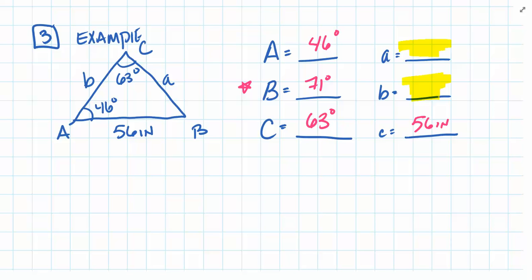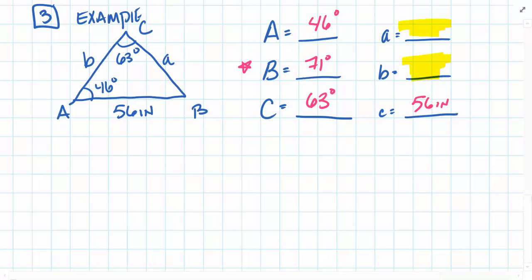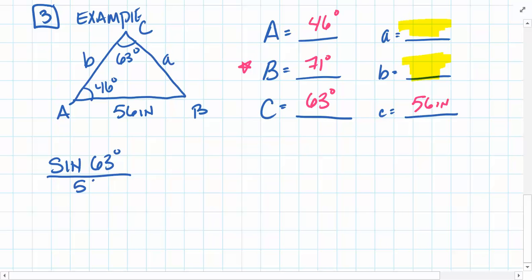The only actual proportion that I know, right, or actually the ratio that I know is something with C, right, side C and angle C. So I'm going to start with that one. So I'm going to say what I know. I know that the sine of 63 degrees divided by the opposite side, which is 56 inches, has to be, now I have to find A or B. It doesn't matter which one I pick. I'm just going to go with A for now, okay? Has to be the sine of 46 degrees divided by little a.